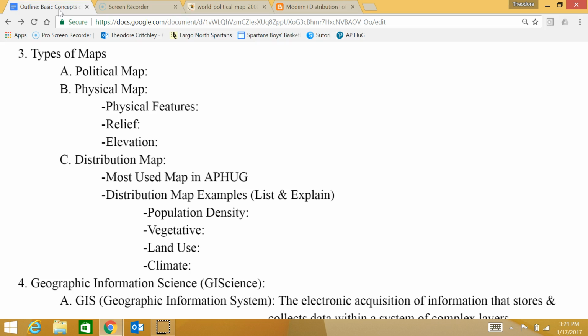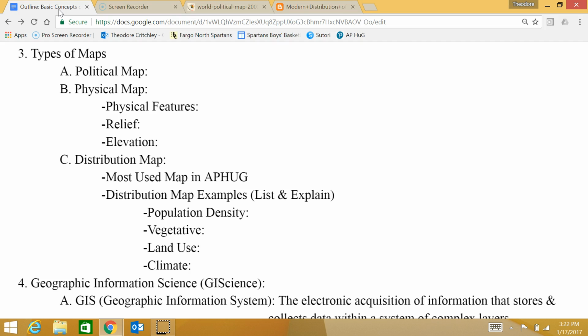Distribution map. This map illustrates the amount of something within a given area. This is going to be our most used map in our AP class, you guys, in AP Human Geography. This is going to be the most used map that we have because it's, again, going to show the amount of something within a given area. And so it shows us the concentration, the density, it shows us the patterns that have developed within a particular area. So this is what a distribution map is all about.